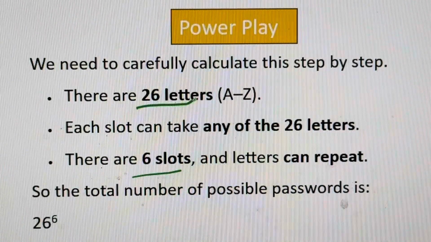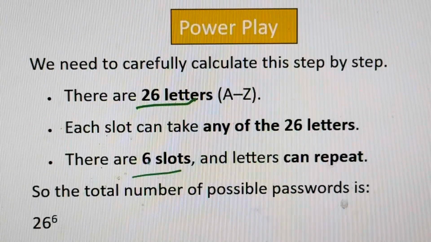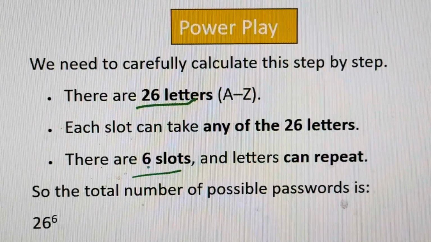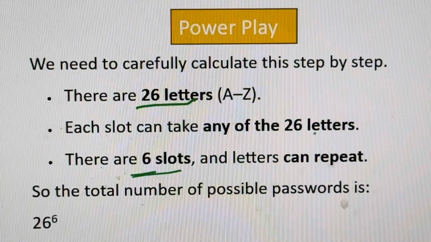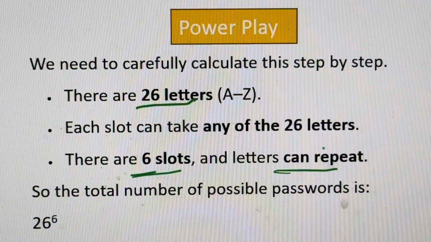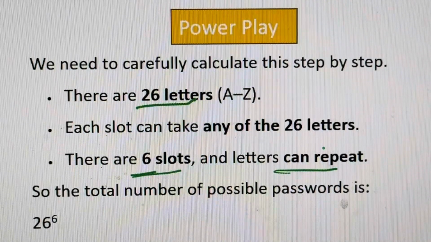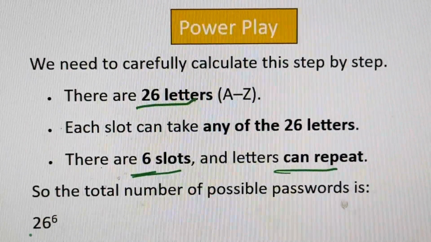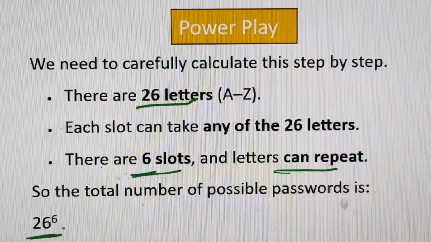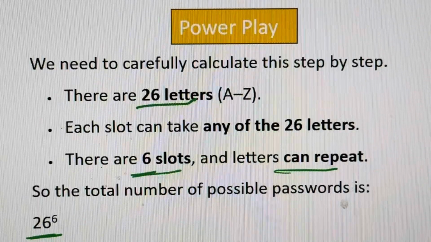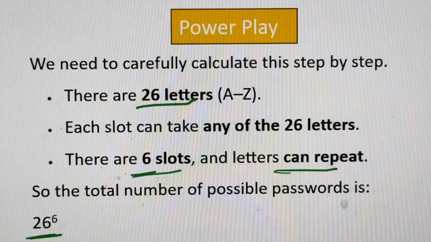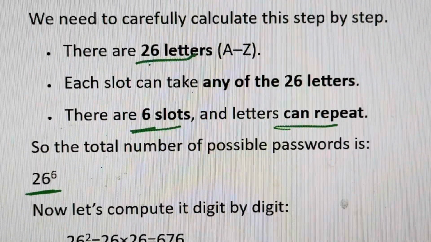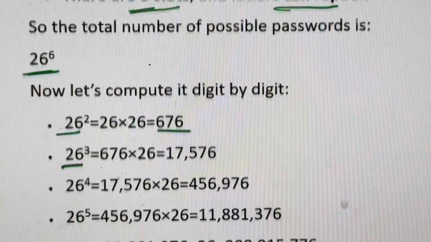Like there are 26 letters A to Z and there are 6 slots, right? So each slot can have 26 letters and letters can be repeated, right? So total possibilities, the possible passwords are 26 raised to 6, as there are 6 slots. So now it will be difficult for us to go directly to 6. Let us do it digit by digit.